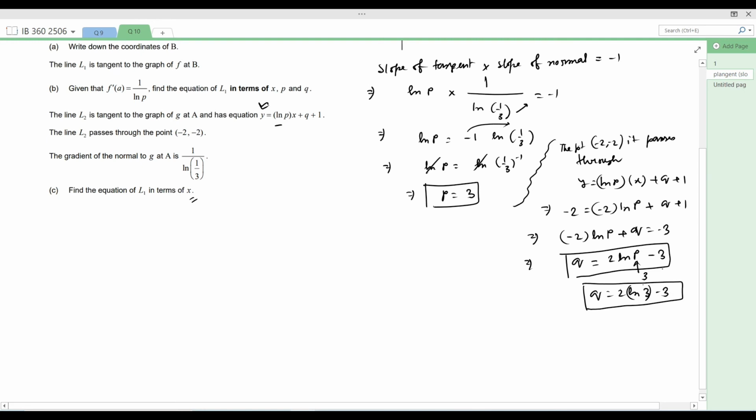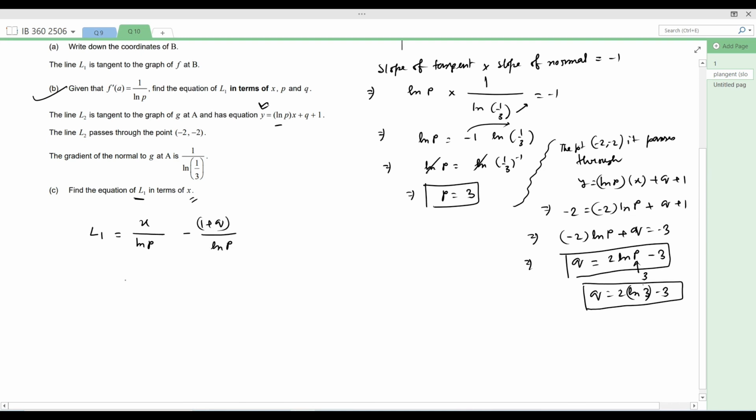Now we have the equation of L1. Previously we calculated the equation in terms of x and p. I am writing the normal formula so you will have a better understanding: L1 equals x by ln p minus (1 plus q) divided by ln p. So this was the formula.